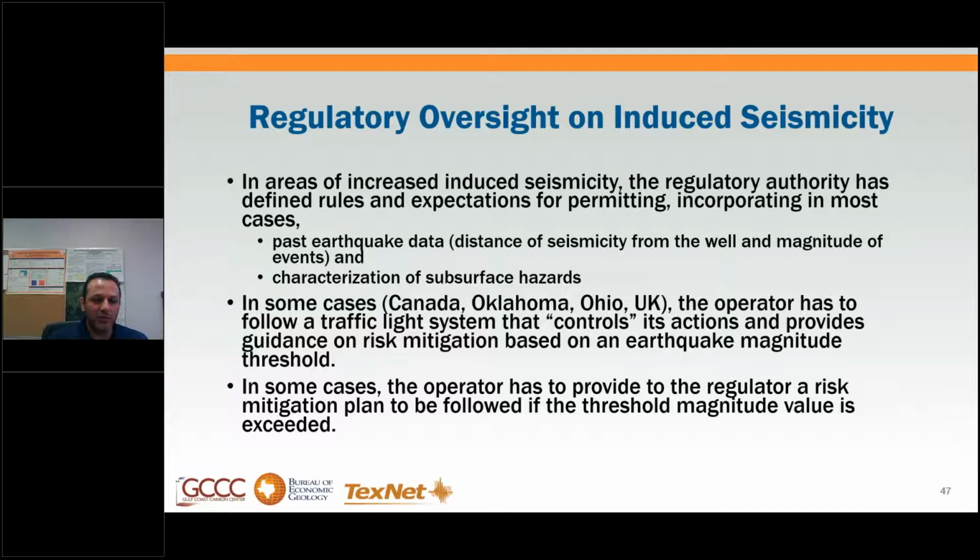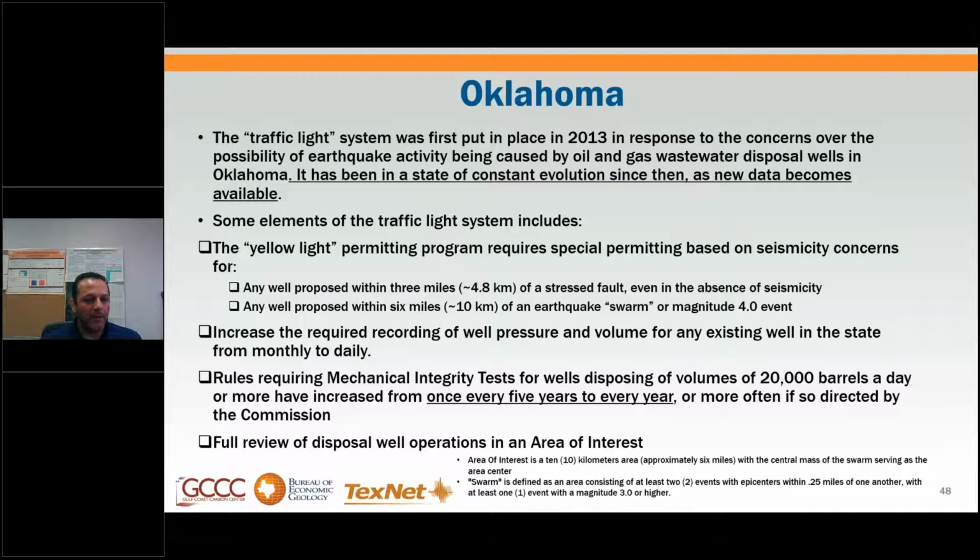In some cases, the operators have decided to follow the traffic light system. Basically, it controls the actions and provides some guidance on risk mitigation based on the earthquake magnitude threshold. And in some cases, the operators have to provide some sort of risk mitigation plan to the regulator to be followed if they exceed the magnitude that has been decided upon. In the report, we have studied quite a few states and countries: UK, Australia, Canada, Switzerland. But I'm giving just one example from Oklahoma, to give you a flavor of the things that you will see in the report.